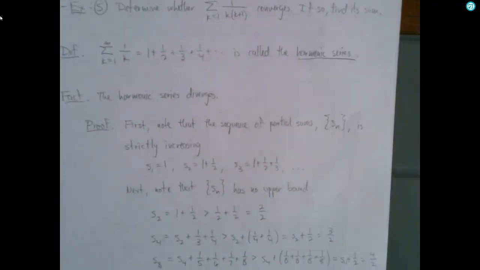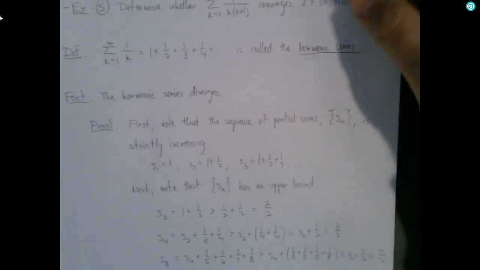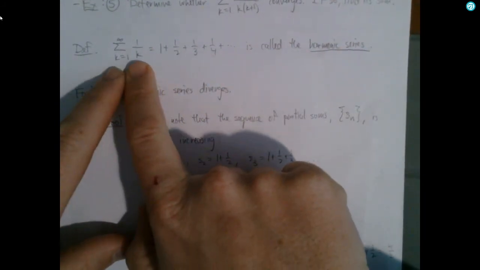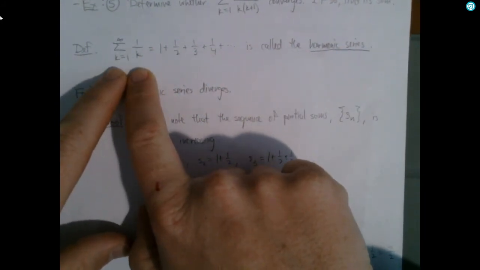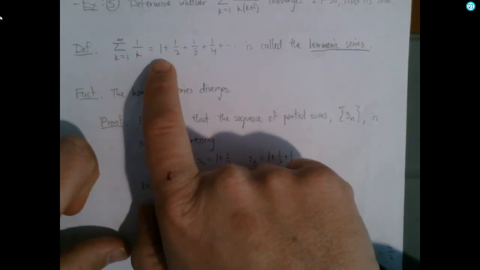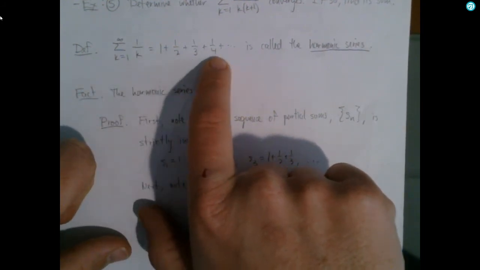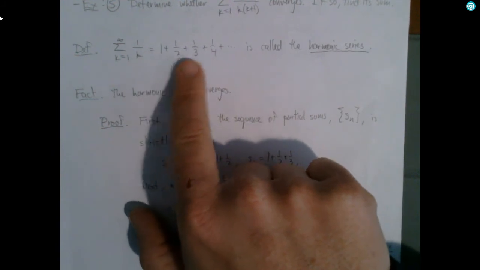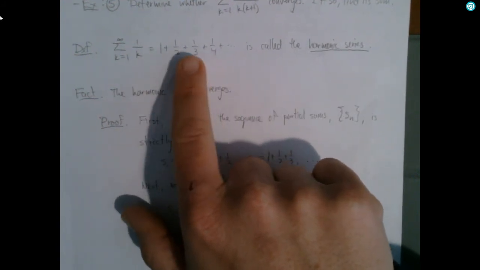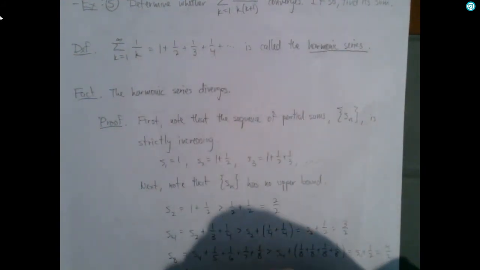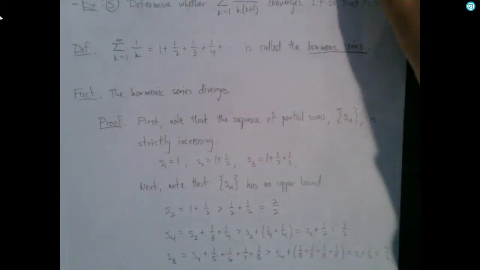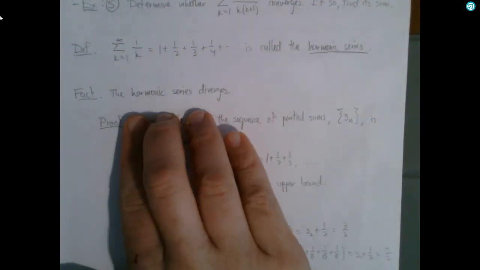The last type of series that I wanted to talk about in this section is the harmonic series. So the harmonic series is this series right here. It's the sum of 1 over k as k goes from 1 to infinity. So 1 over 1 plus 1 over 2 plus 1 over 3 plus 1 over 4 and so forth. If you add these things up, this is what's called the harmonic series. And it might surprise you that the harmonic series diverges.